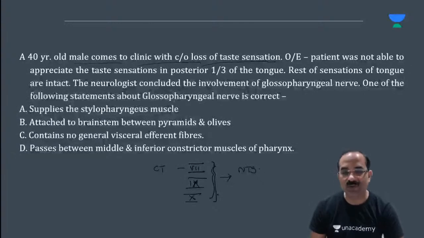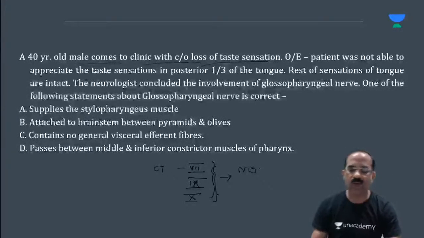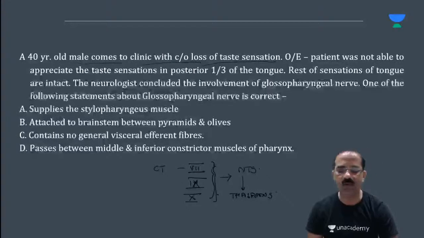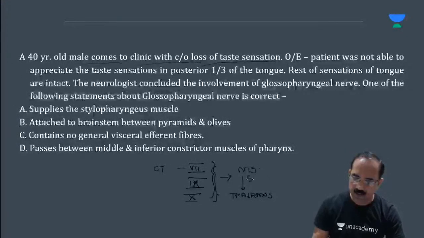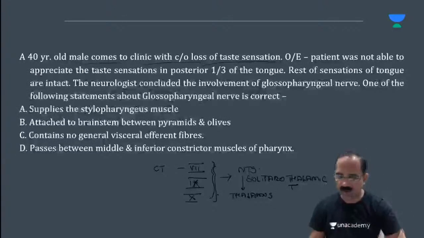From this nucleus of tractus solitarius, a tract will begin, and this tract will go to the thalamus. Anyone knows what is the name of this tract? The name of the tract is the solitariothalamic tract. And this tract will be going to the thalamus, and from the thalamus, which nucleus of thalamus is this?